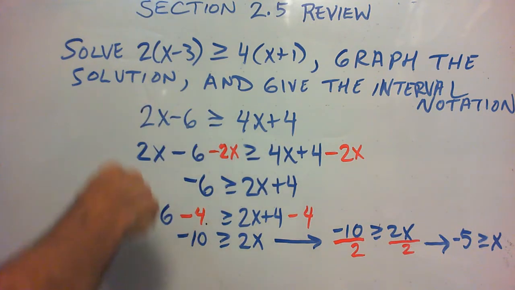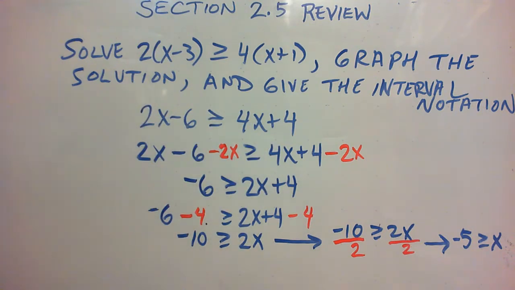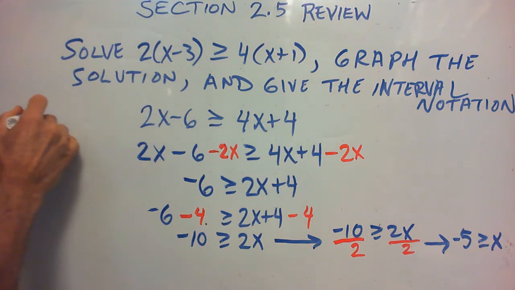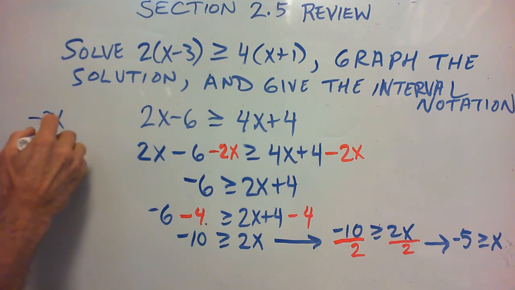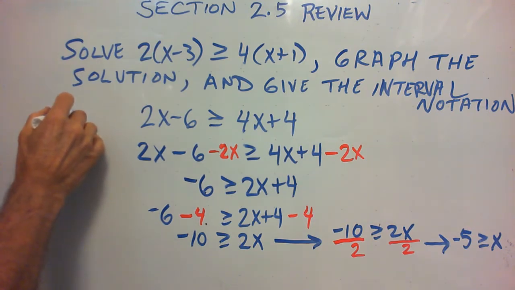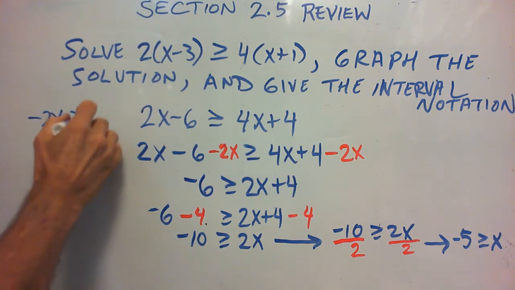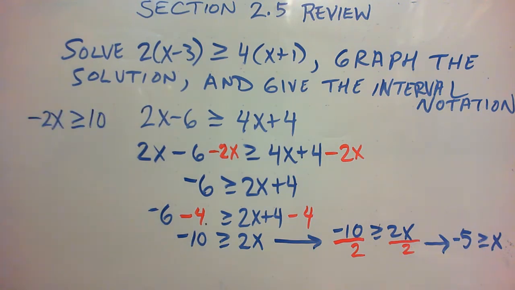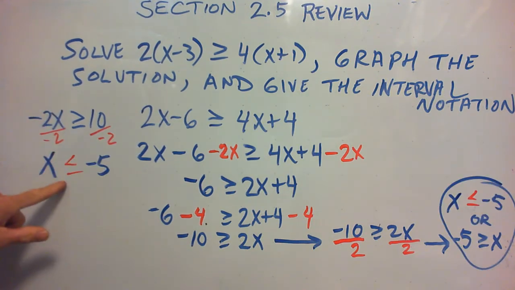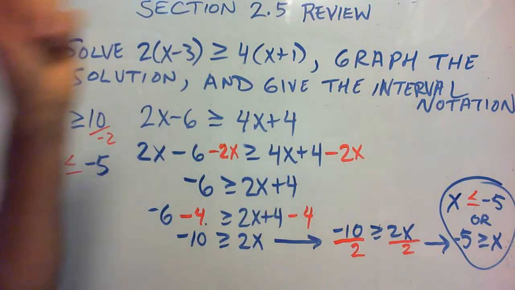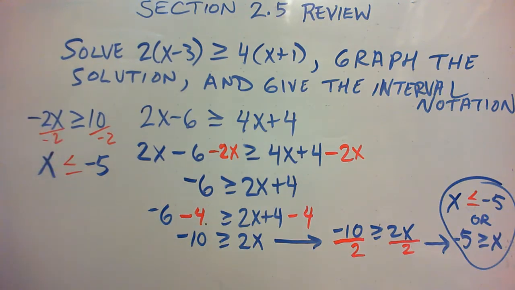Now, you may have put all the x's on the left, and you would have gotten negative 2x greater than or equal to positive 10. All right? But then when you divide both sides by negative 2, x is less than or equal to negative 5 when you do the switch, because we divided both sides by negative 2.